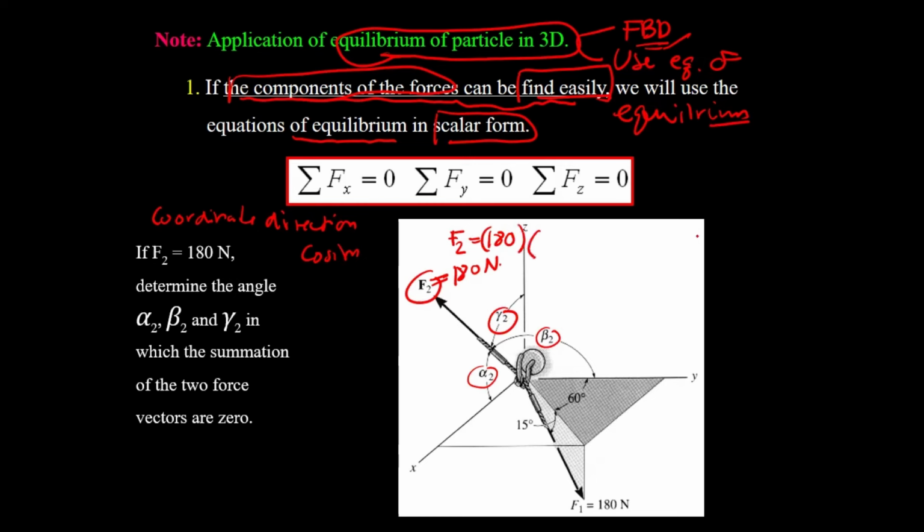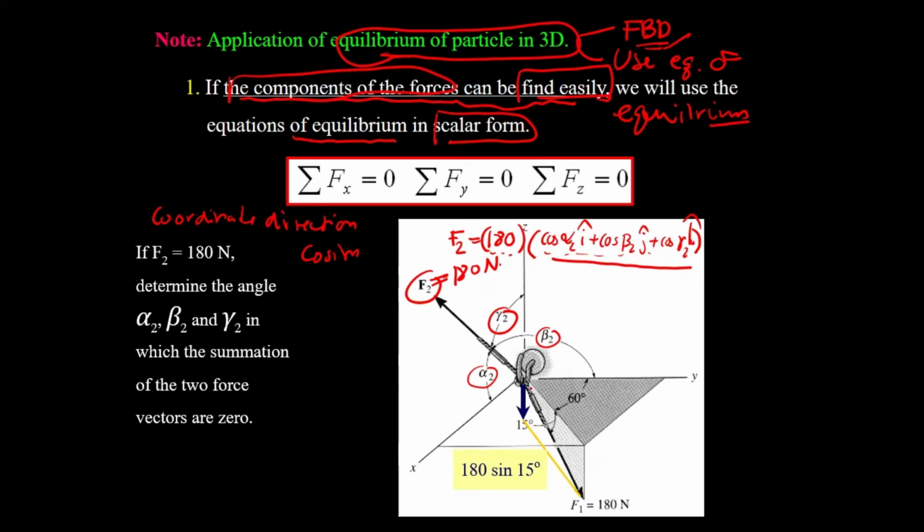times the direction. This is the direction and this is the magnitude. The direction is going to be cos alpha 2 i plus cos beta 2 j plus cos gamma 2 k. The direction cosines can be determined easily if you only know the angles alpha 2, beta 2, gamma 2. If we know these angles, we can write the force vector this way. This one is easy.